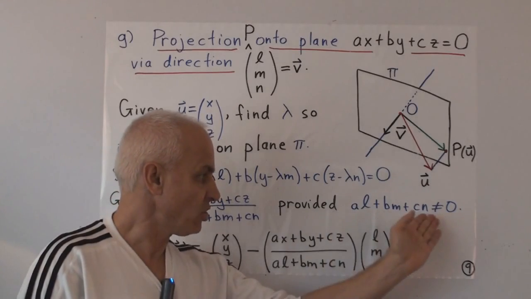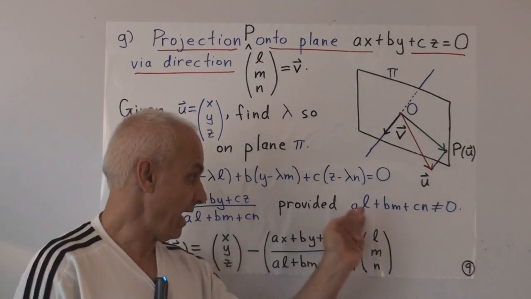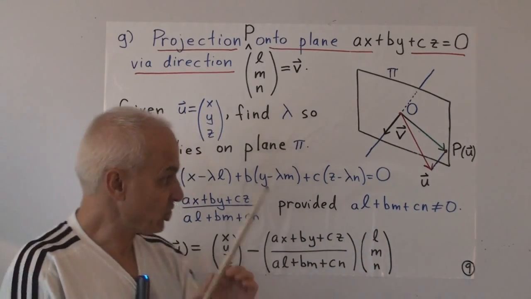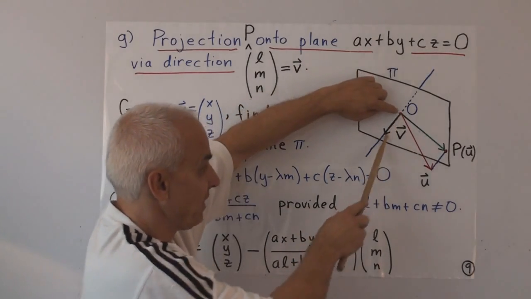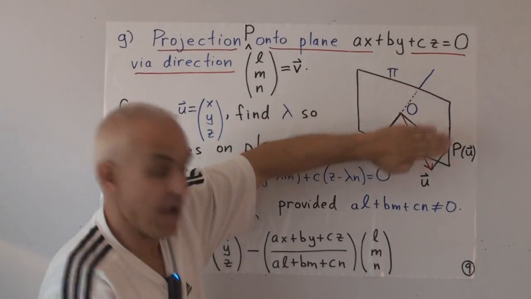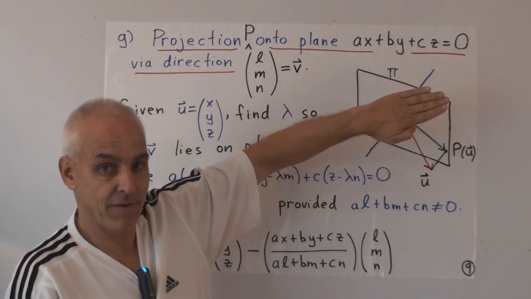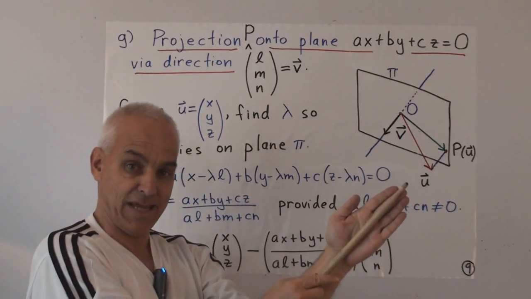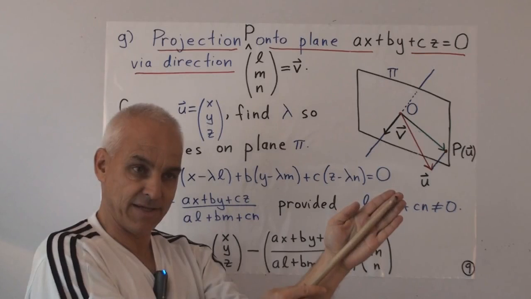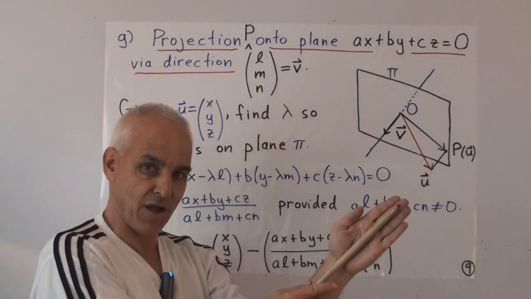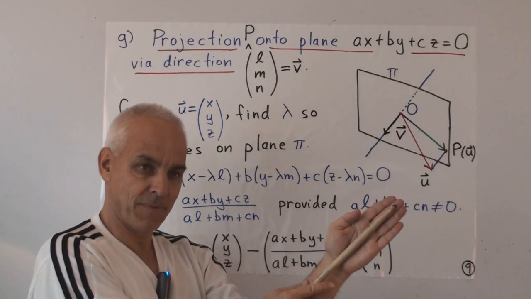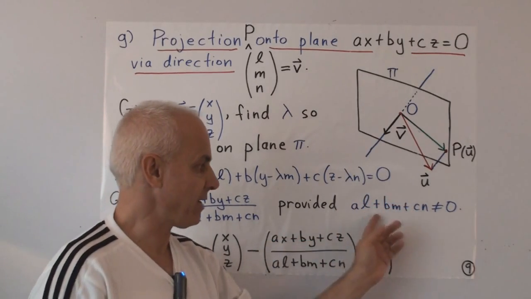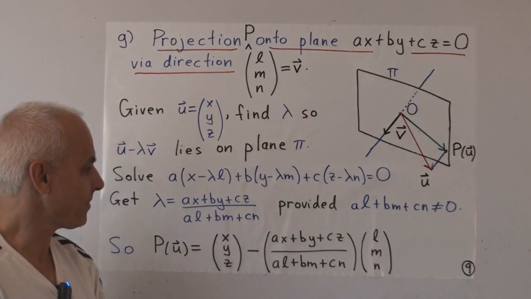What's the meaning geometrically of this condition that al plus bm plus cn is not equal to 0? That's just the condition that the vector v is not lying in the plane itself. So we don't want a situation where we have a plane like this and the direction vector is actually in the plane. Then it wouldn't make any sense to project in that direction onto the plane. The vector v has got to be in some different direction, and that guarantees that.